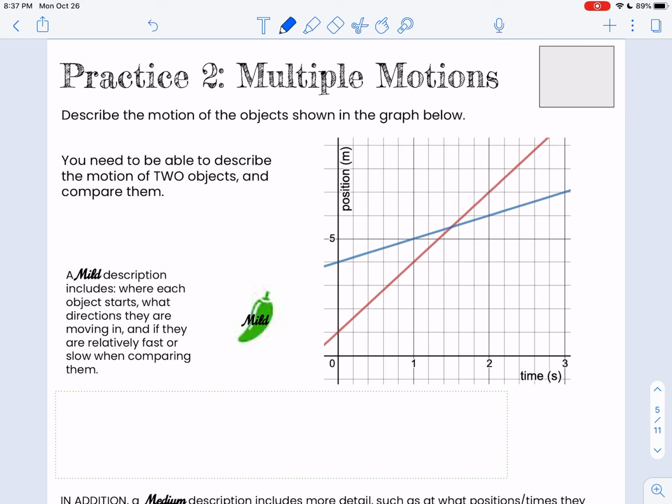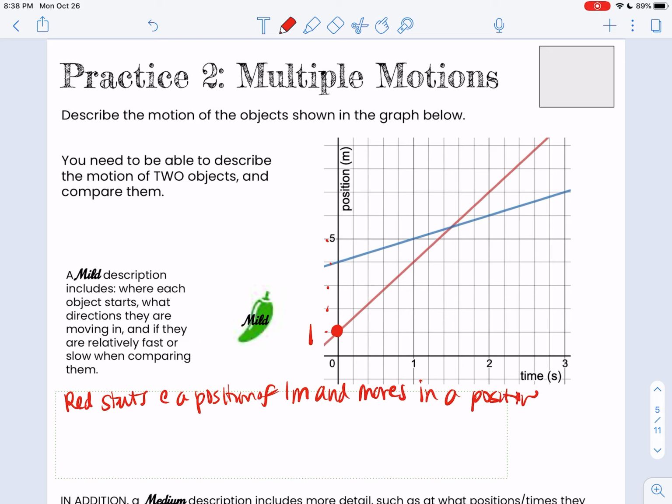Okay, so here's practice 2. Multiple motion. So I want to do red and blue cars. Red starts at a position of, that's 1, because 1, 2, 3, 4, 5, 1 meter, and moves in a positive direction, right, because the slope is positive.